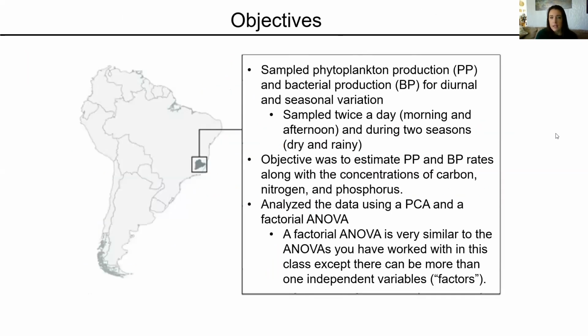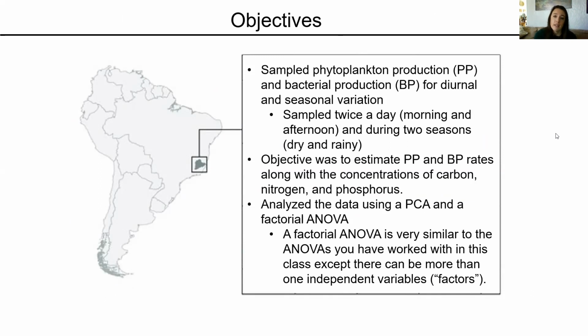So the objectives of the study: Trujillo and Barbosa sampled phytoplankton production and bacterial production for diurnal and seasonal variations. They sampled twice a day, morning and afternoon, and during 2 seasons, in this case the dry and the rainy season, not winter, summer. And the objective was to estimate phytoplankton production and bacterial production rates along with concentrations of carbon, nitrogen, and phosphorus, because those are the 3 most important building blocks in aquatic biology.